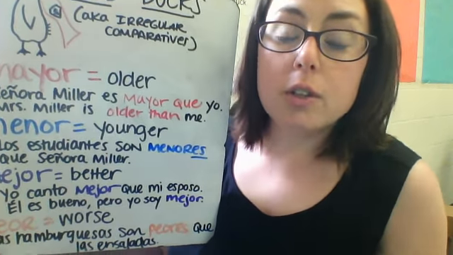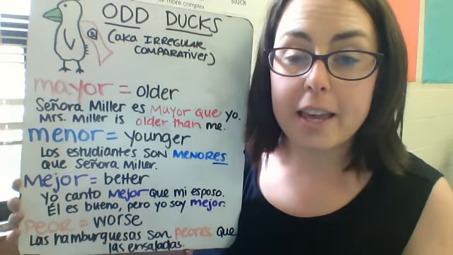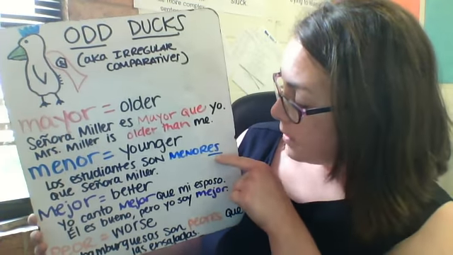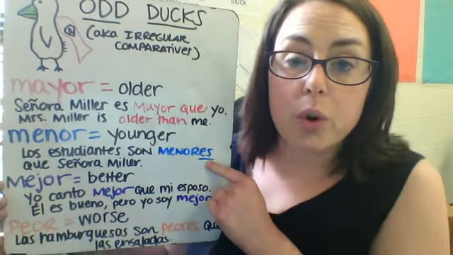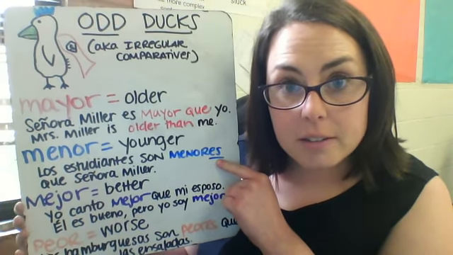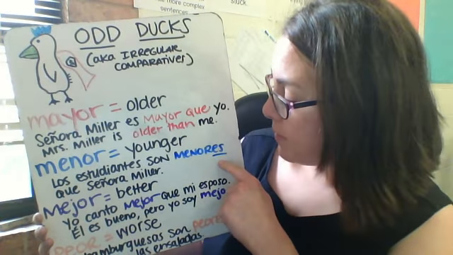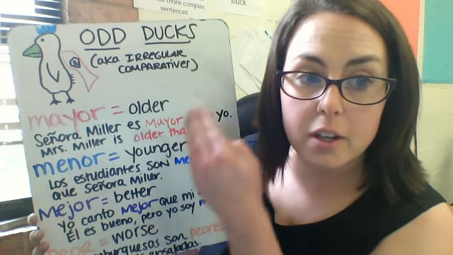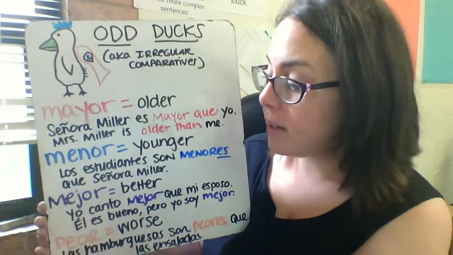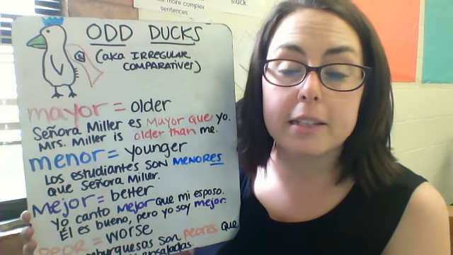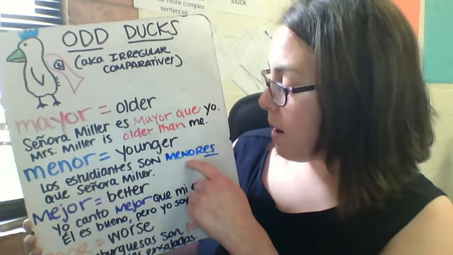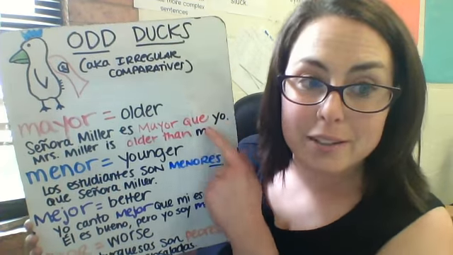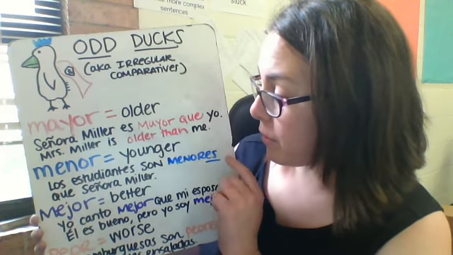I would say here, los estudiantes son menores que Señora Miller. Now, hopefully what you notice about this example is that I've changed the ending on my word to menores. Why do you think that is? Well, it's because I have to make this agree with the subject of the sentence, which in this case is los estudiantes. So for all of these irregular comparisons, if I'm talking about a plural subject, I have to make the comparative plural. So if it was a plural subject here, it would be mayores. Menores would be the plural for younger.